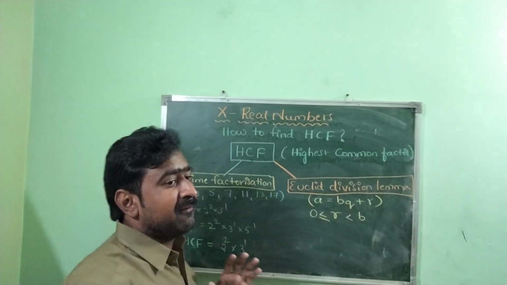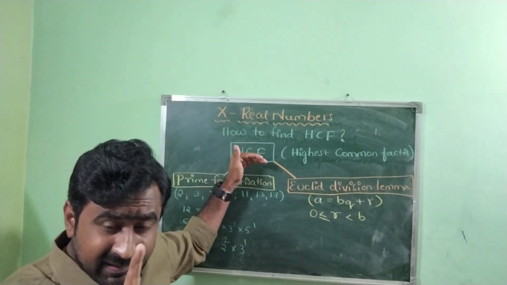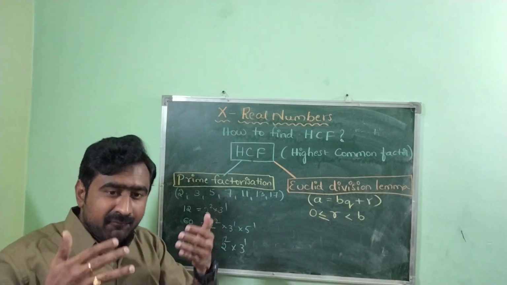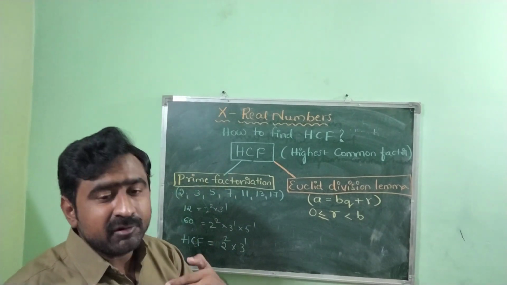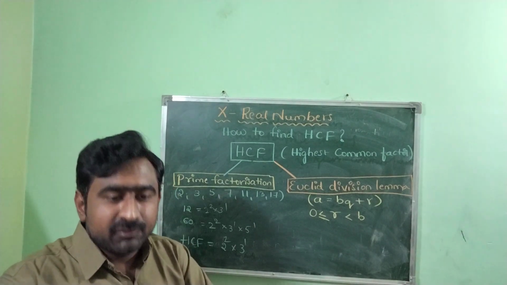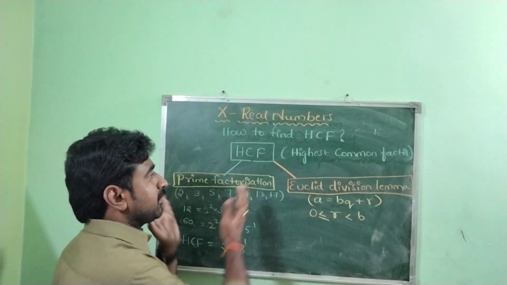So this is called prime factorization. Using these numbers only we need to find the HCF. So that is technique number 1. Are you getting the point or not? Prime factorization is nothing but using the factors 2, 3, 5, 7, 11, 13, 17, 19. By using these numbers only we are going to find the HCF. So that is one of the important methods.